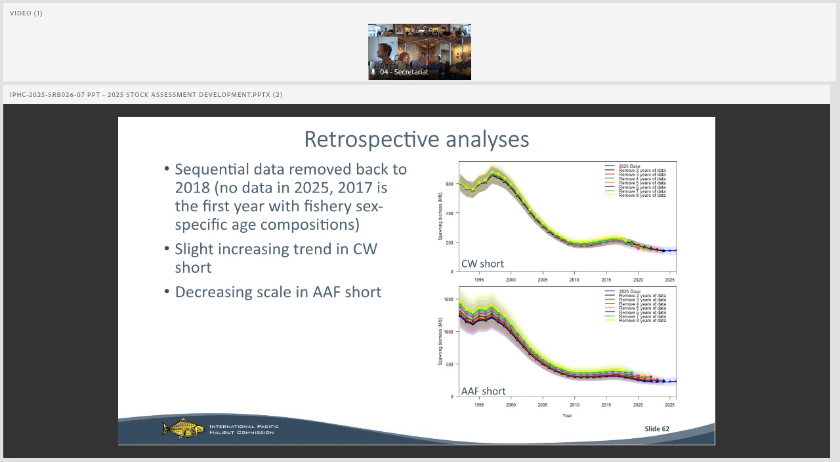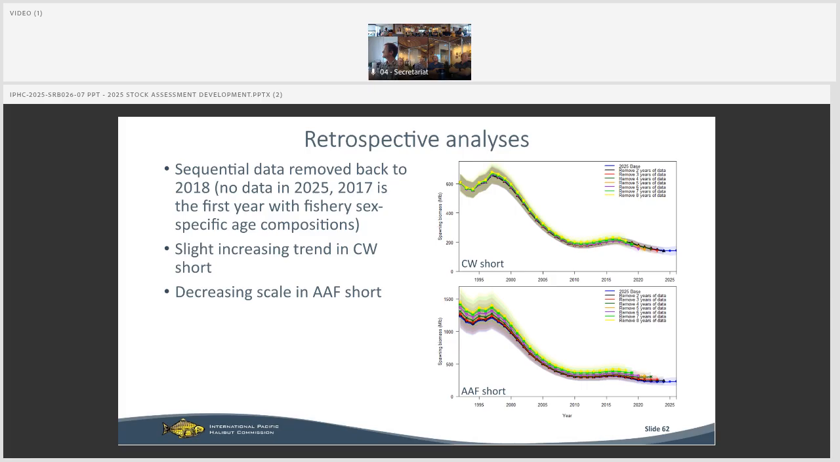Okay, these are the retrospective analyses. I apologize for the colors. When you get out to 9 different colors, it becomes hard to come up with new colors that show well. These are the 2 short models. As I mentioned, the coastwide short model has probably the least amount of retrospective, although it is a slight positive retrospective, meaning the biomass estimates go up slightly as you add more data. The areas as fleets short model has the opposite.